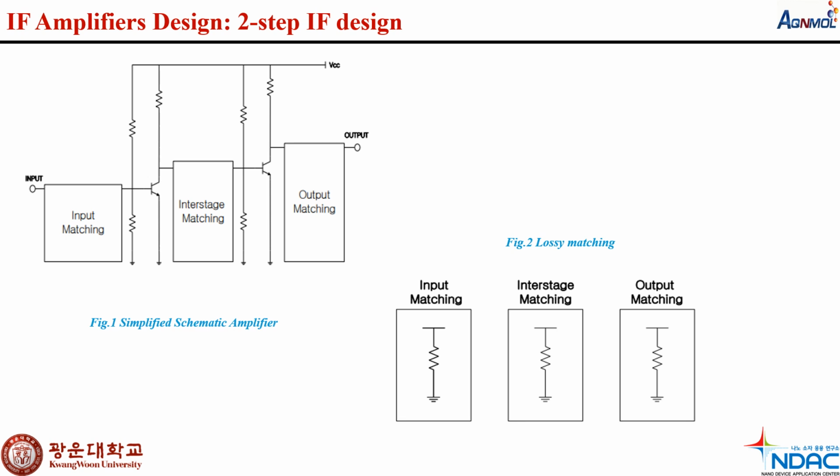And matching, it employs lossy matching with resistors. In figure number 2, we can see here the lossy matching: input matching, interstage matching, and output matching. And there is another key point, called stability, a challenge in two-stage design due to potential gain ripple and interstage oscillation. So after that, interstage matching.